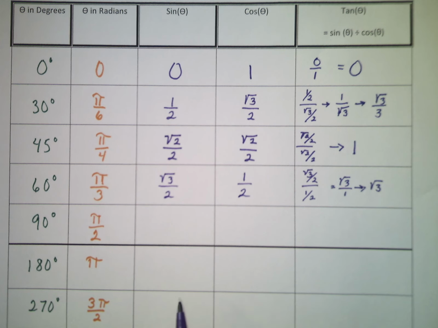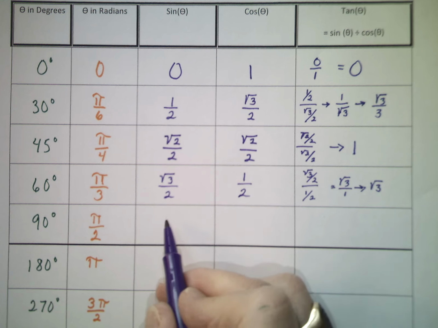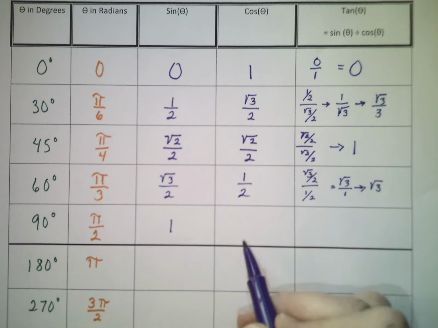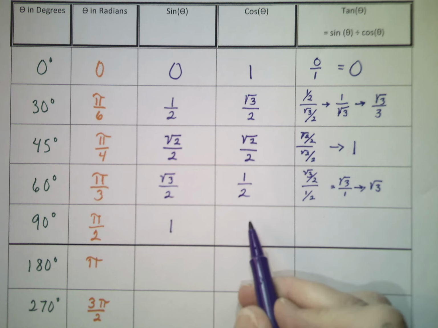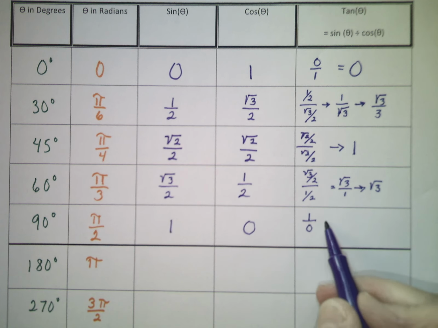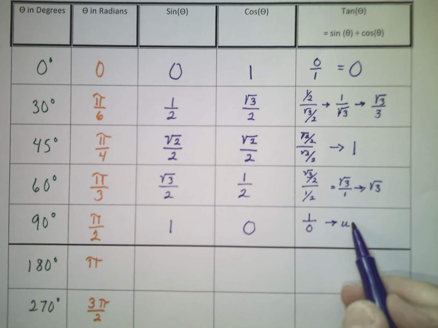90 degrees, the top of the circle. The sine value at the top is 1. Cosine value, right over the center of the circle, the cosine value is 0. So the tangent is the sine divided by the cosine, which is undefined.